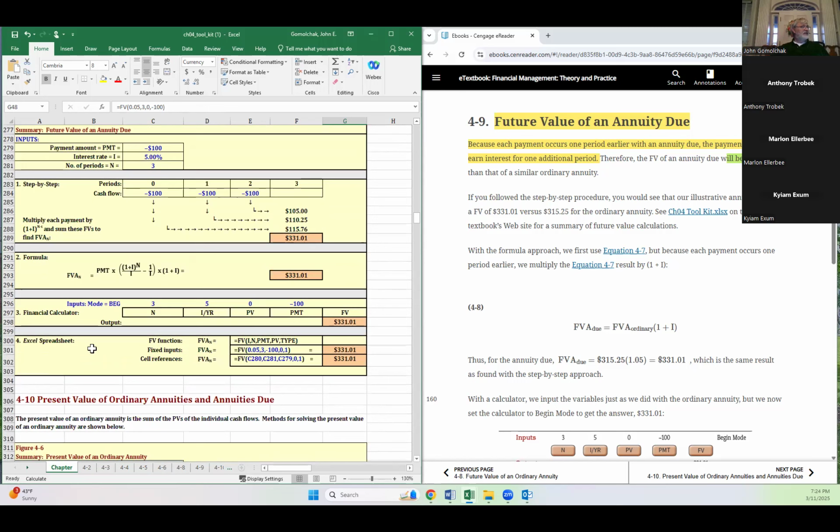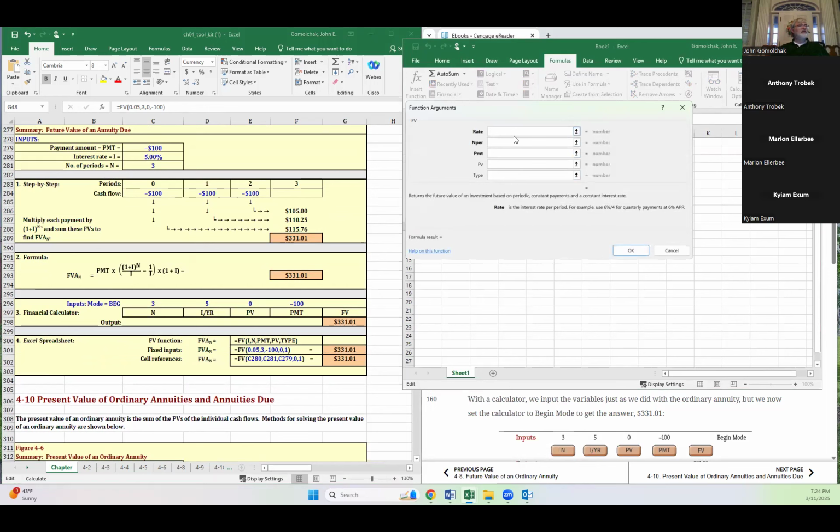Let's take a look at the Excel spreadsheet once again. Future value. Financial. Future value. Rate, 5%. Number of periods, 3. Payment, that's the negative $100. We don't have a present value. Type, since we have an annuity and this is an annuity due, we have to put a 1 in here to tell Excel that everything moves forward by 1 time period.